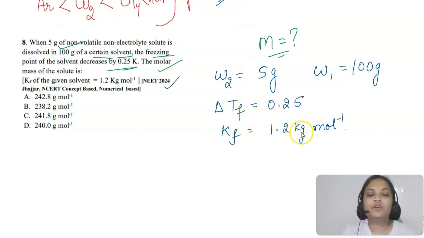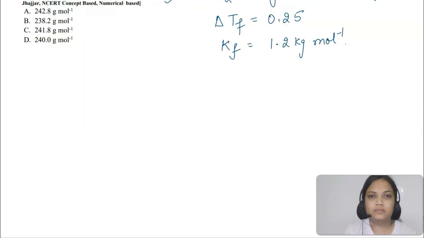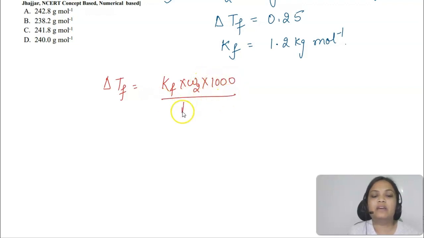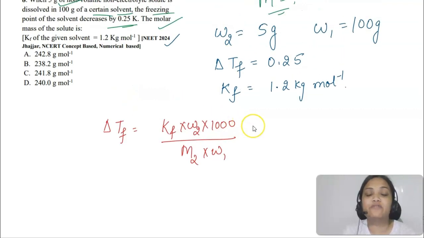So students, what we are going to do here is you can directly use the formula that I gave you. Please note, delta TF is equal to KF into W2 into 1000 divided by M2 into W1. So here we have to find M2. Rest everything is given to us. Directly we can use this formula and we can solve the question.